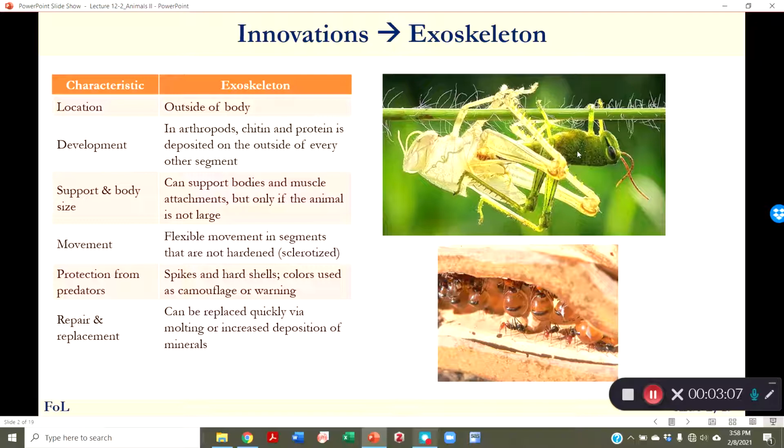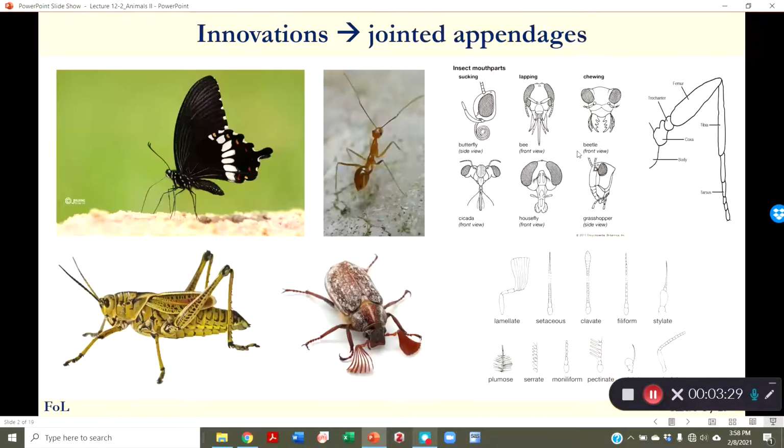In order to repair and replace an exoskeleton, many insects will molt if they're younger, or they can increase their exoskeleton by depositing minerals outside their body. You also see that in things like snails.